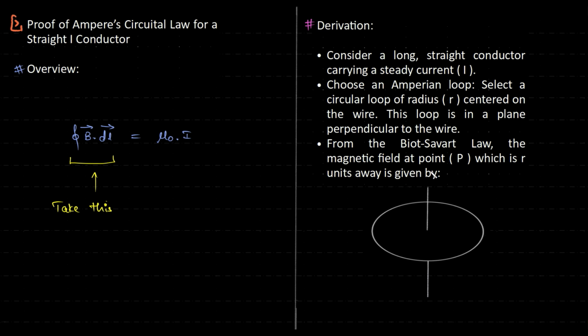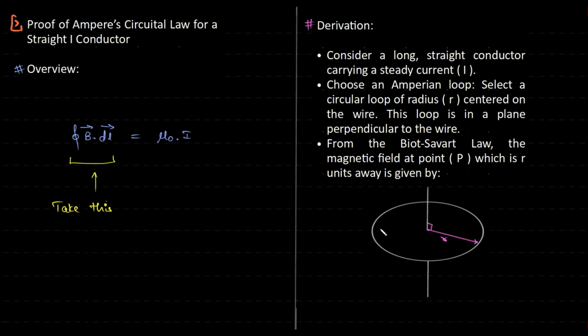So let's consider a long straight conductor carrying steady current. Now choose an Ampere loop. The Ampere loop is such that it is R units away from the center. This loop is in a plane perpendicular to the wire. So this is 90 degrees.